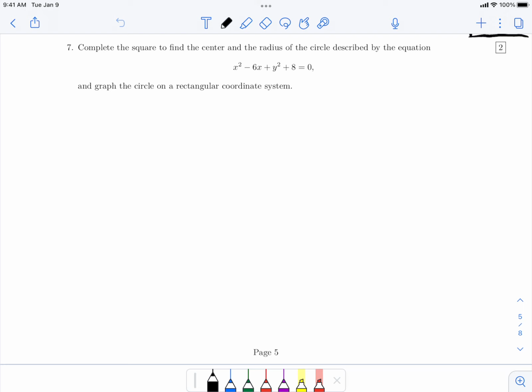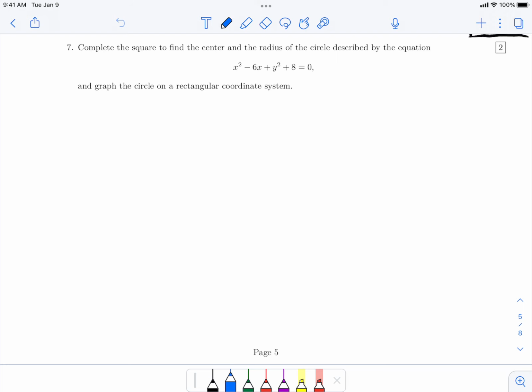Now, completing the square is one of those things that seems very weird, difficult to understand, and very challenging until you're familiar with it. So it's going to seem very difficult if you're not familiar, but as you become more and more familiar with it, it's going to make more and more sense.